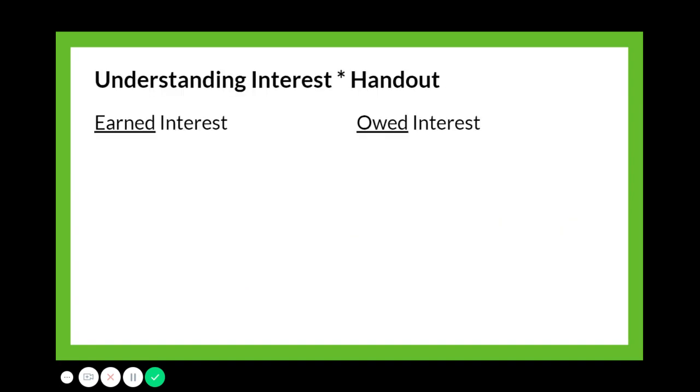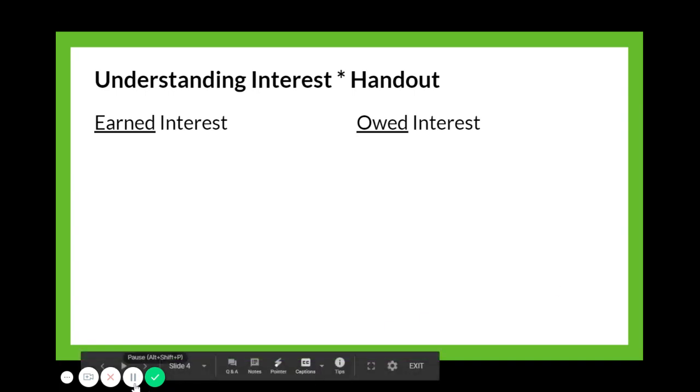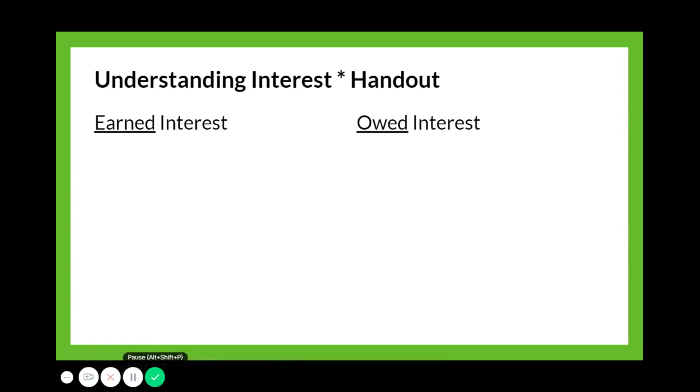In your handout, you can see two types of interest and a question asking you what the difference between earned interest and owed interest is. Pause the video for a minute and write down the definition of earned interest and owed interest and as many examples as you can come up with. Then play the video to see if your answers match the ones on the screen.